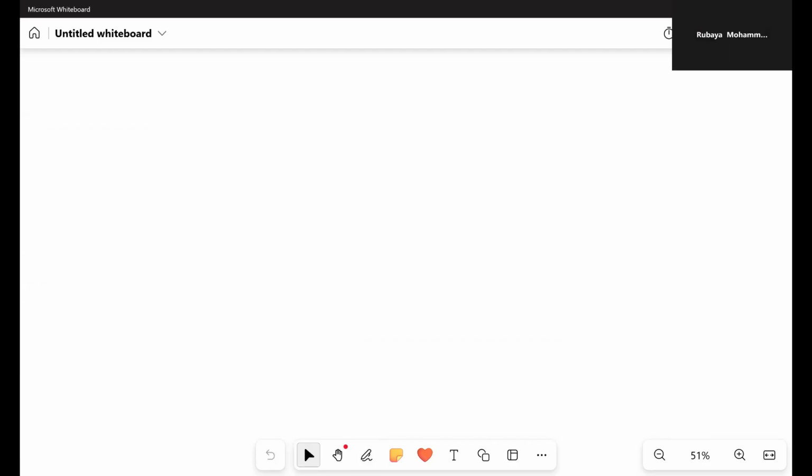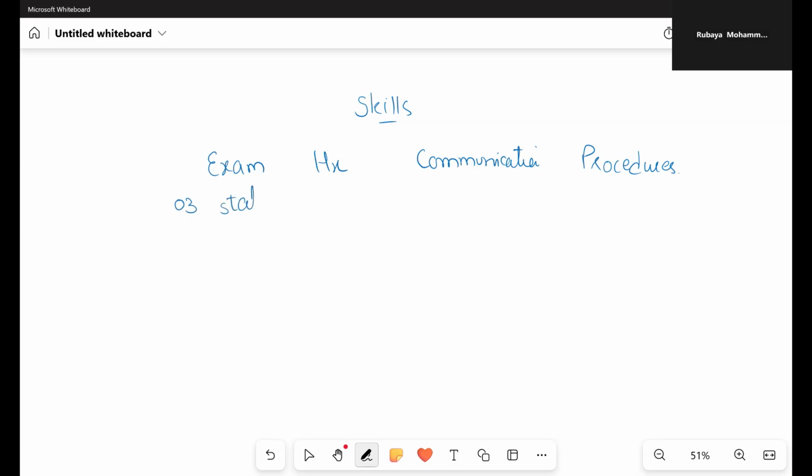So in the last session, we had the discussion about the knowledge part. Today we will be talking in detail about the skills. In skills we have the examinations, the history taking, the communication stations, and the procedures. With respect to examinations, you will have 3 stations, and with history, you will have 2 stations, 2 for communication and 2 for procedures.